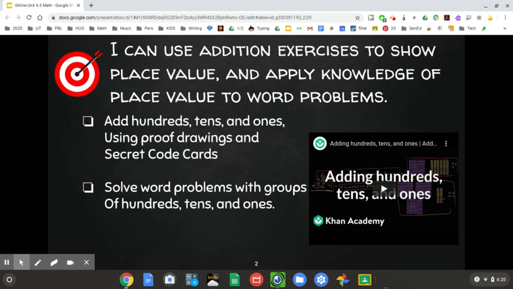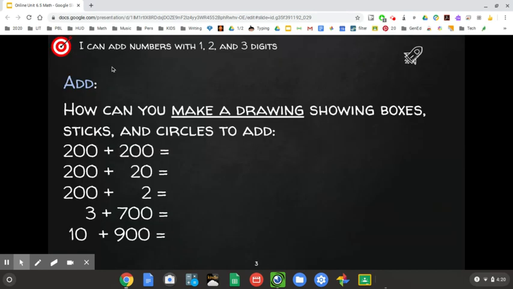Okay, all right, team. So first things first. Okay, how can you make a drawing showing boxes, sticks, and circles to add? So the first thing I want you to do is look at 200 plus 200. So what are you going to do to add 200 plus 200?